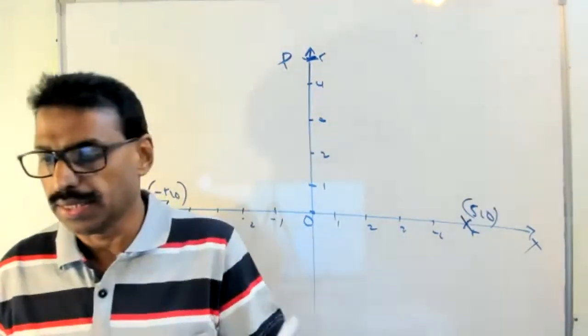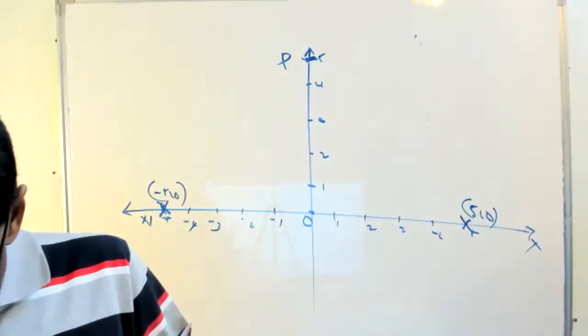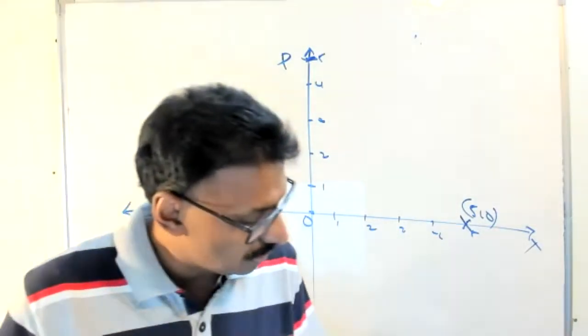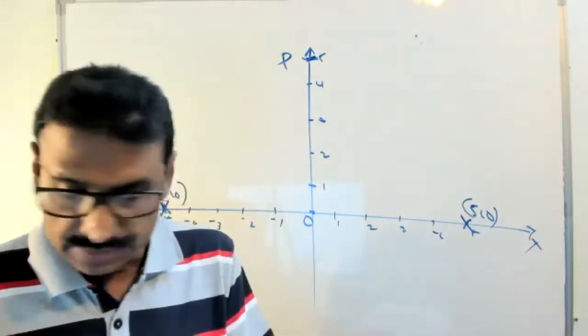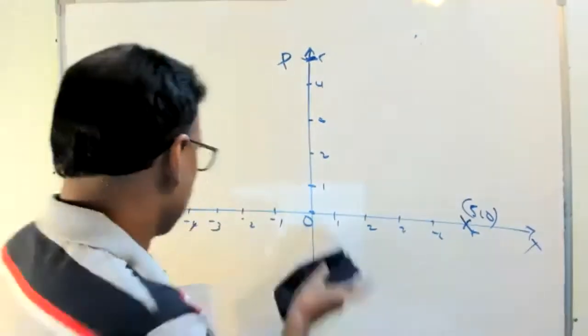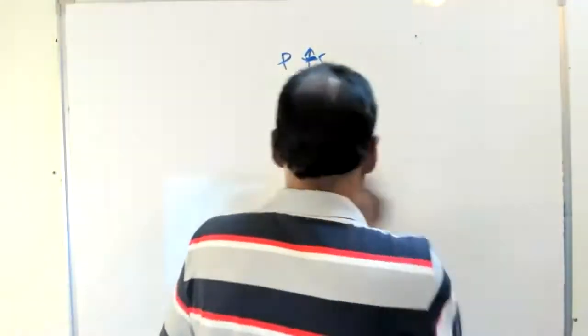Write 2 points lying on the x-axis which are at equal distance from the origin.